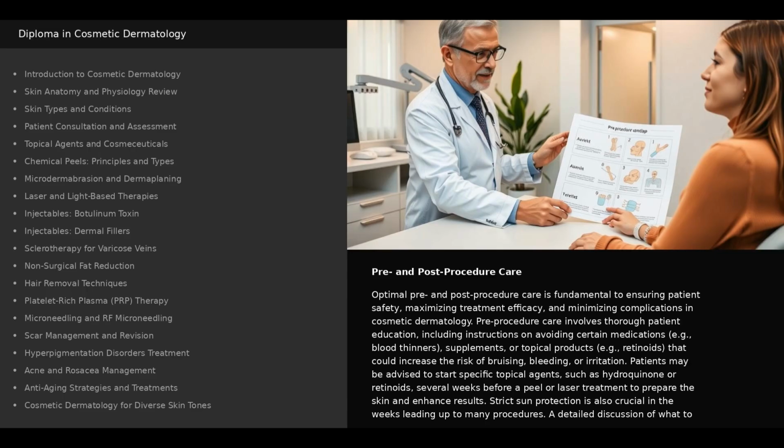Patients may be advised to start specific topical agents, such as hydroquinone or retinoids, several weeks before a peel or laser treatment to prepare the skin and enhance results. Strict sun protection is also crucial in the weeks leading up to many procedures. A detailed discussion of what to expect during and immediately after the procedure helps alleviate patient anxiety and ensures compliance.